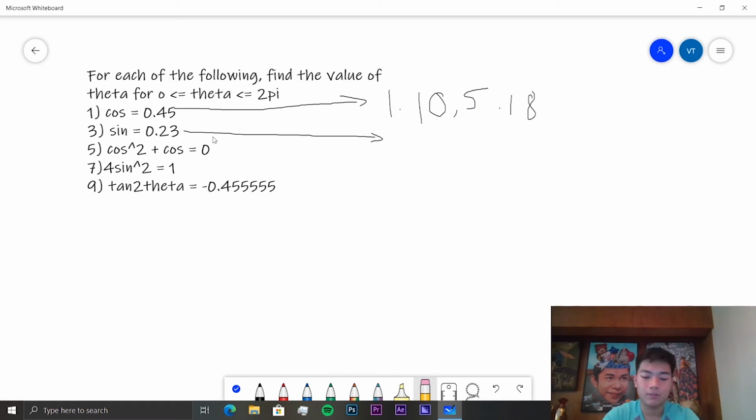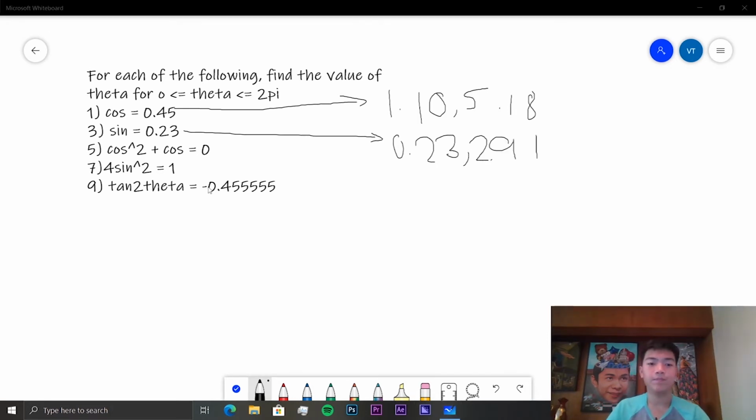We have sine theta is equal to 0.23, so we go sine inverse of 0.23, and we get the angle 0.23. Interesting. And we know the sine values are equal if we subtract 180 degrees from this answer. So 180 minus this answer, which is pi minus this answer, is equal to 2.91.